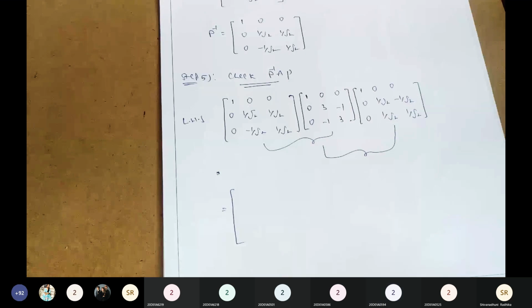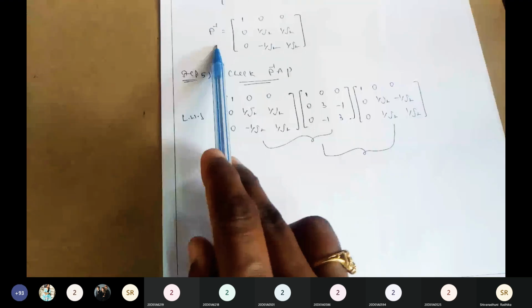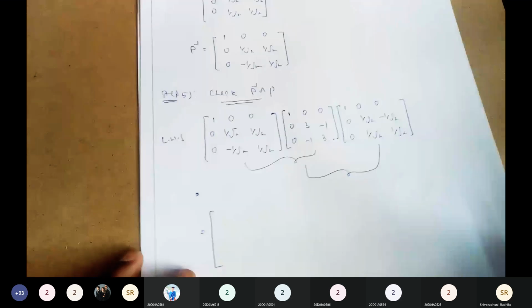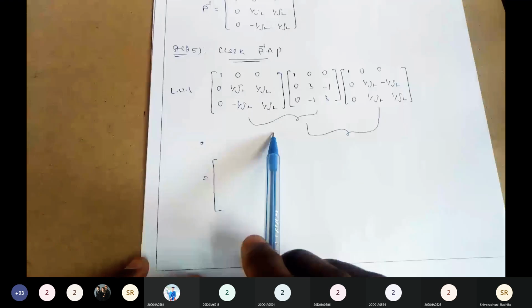P inverse equals to P transpose. Transpose of the P is P inverse. Okay. Next, multiply these three matrices. What we get here? Capital D. What is capital D? Diagonal matrix we are getting.